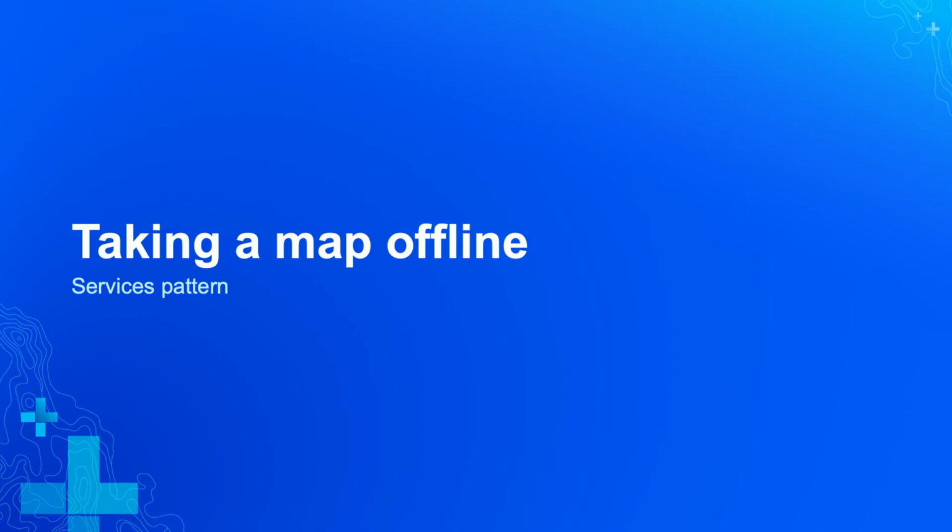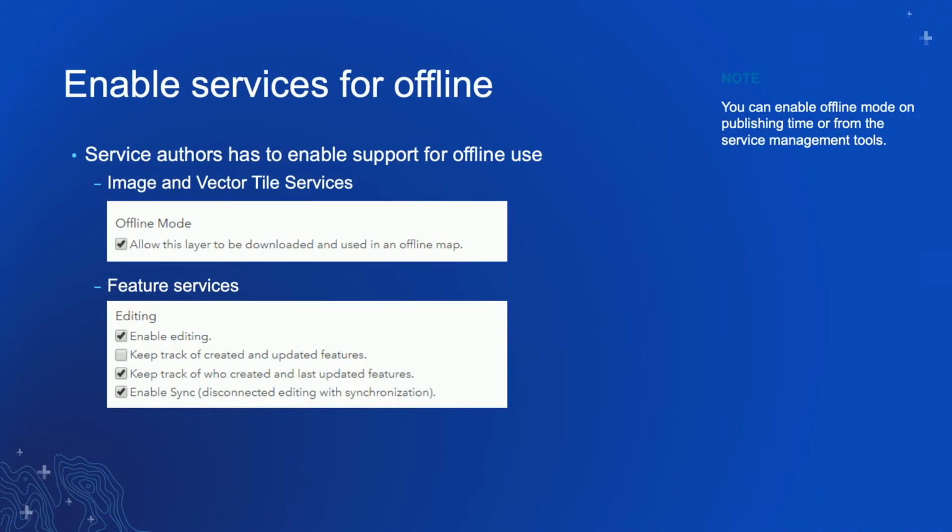So let's talk about taking a map offline using the services pattern. The one thing that you have to do in this case is make sure your services are set up to go offline. So if you're using tile services, you need to check that box that allows offline mode. And if you're using feature services, there is a checkbox for enabling sync, which allows us to extract features from the feature service. You may or may not make your feature service editable. If you make it editable, then users can go offline and edit data. But if you don't, then they can only just pull changes from the server when they have a network connection.